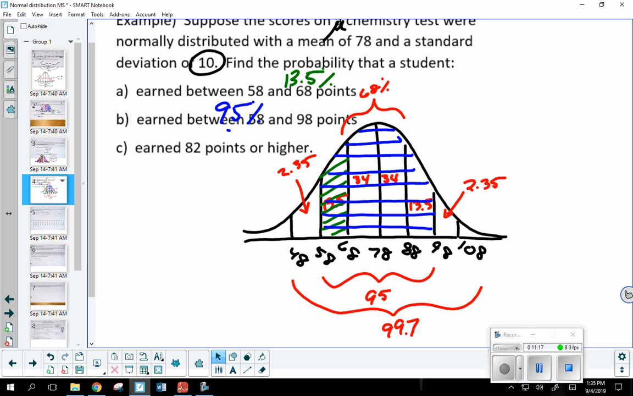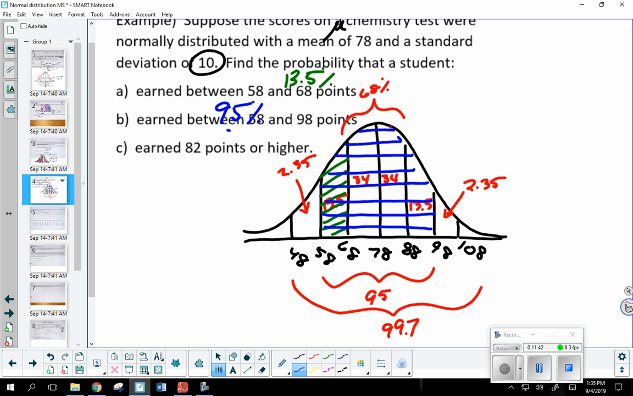Earned 82 points or higher. Now, why are we not able to do this one by hand? There you go. Look at your standard deviations. Where's 82? It's going to be halfway between 78 and 88, right? So let me choose another color here. Let's say purple this time.